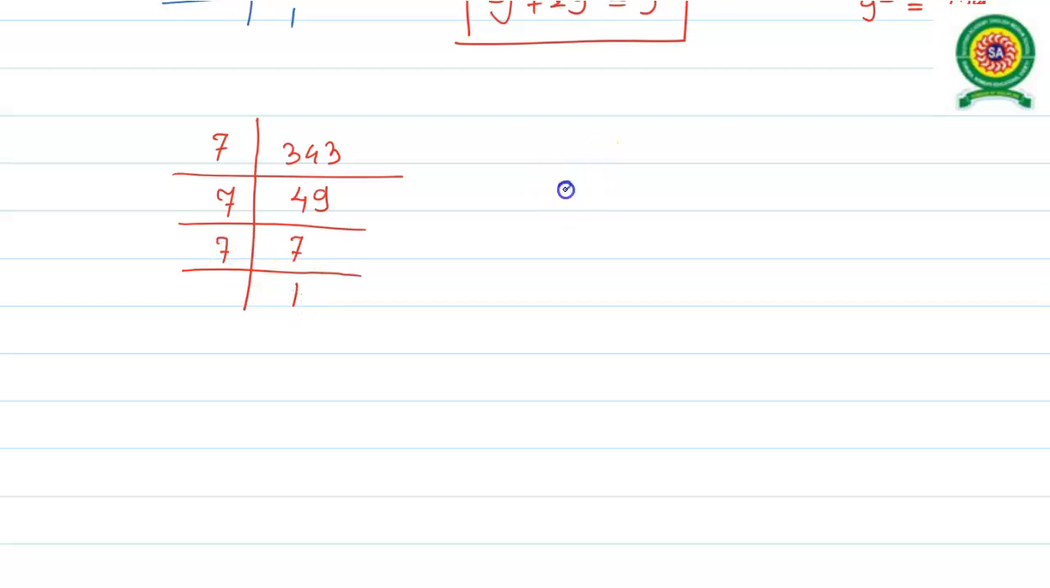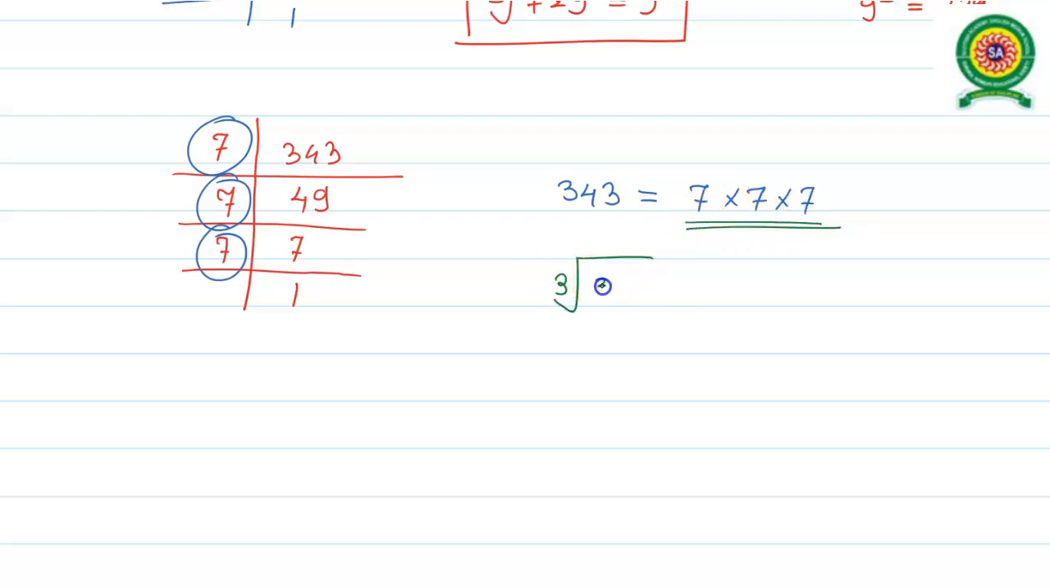So we can now write 343 as the multiplication of its primes: 7 into 7 into 7. That means 7 three times. Now we have to make the triples. Here the triple is for the 7. That means ultimately the cube root of 343 becomes 7. Once you evaluate 7 cubed, you will definitely get 343.